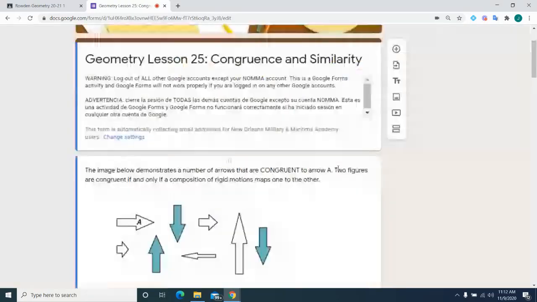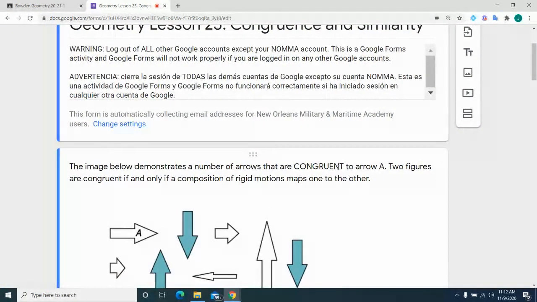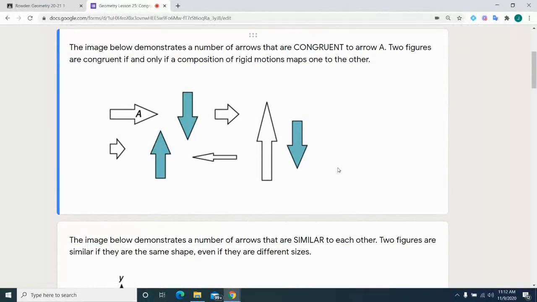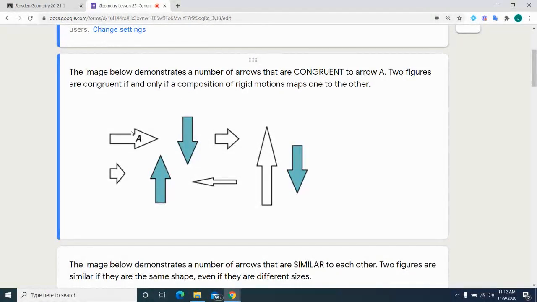25, which will cover congruence and similarity, which are two concepts that apply to everything in geometry. So this picture demonstrates congruence. What you see here is you have this little arrow A, and it's congruent to all of those blue arrows.